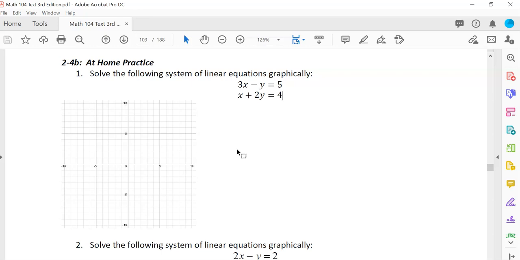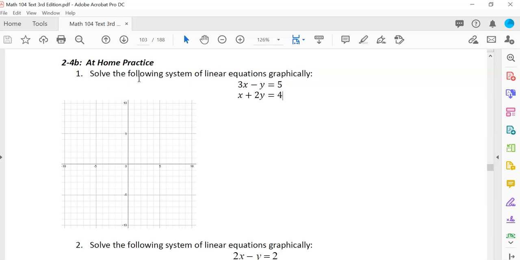All right, so here we go. We're going to 2-4B at home practice. If you're wondering why there's no 2-4A, there's no 2-4A at home practice in the book. So, 2-4B at home practice problems.